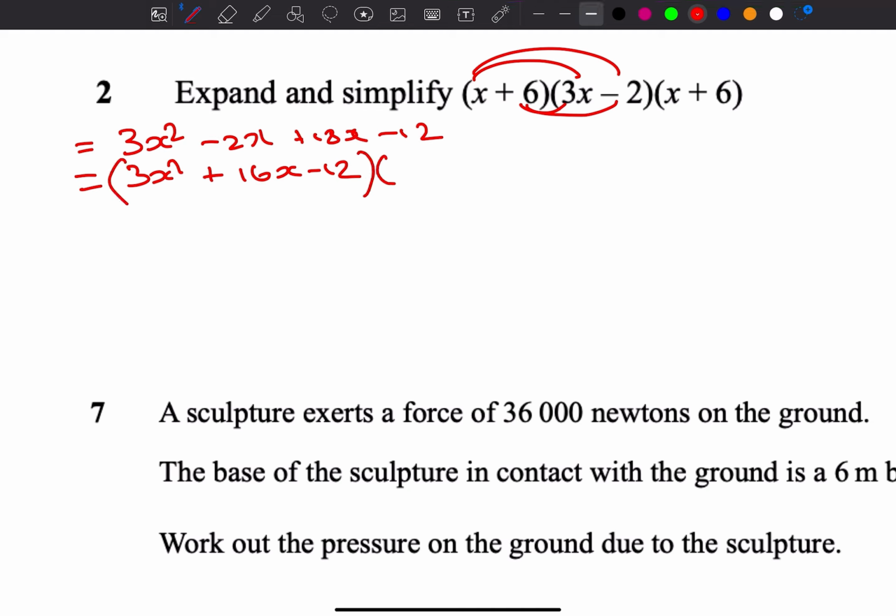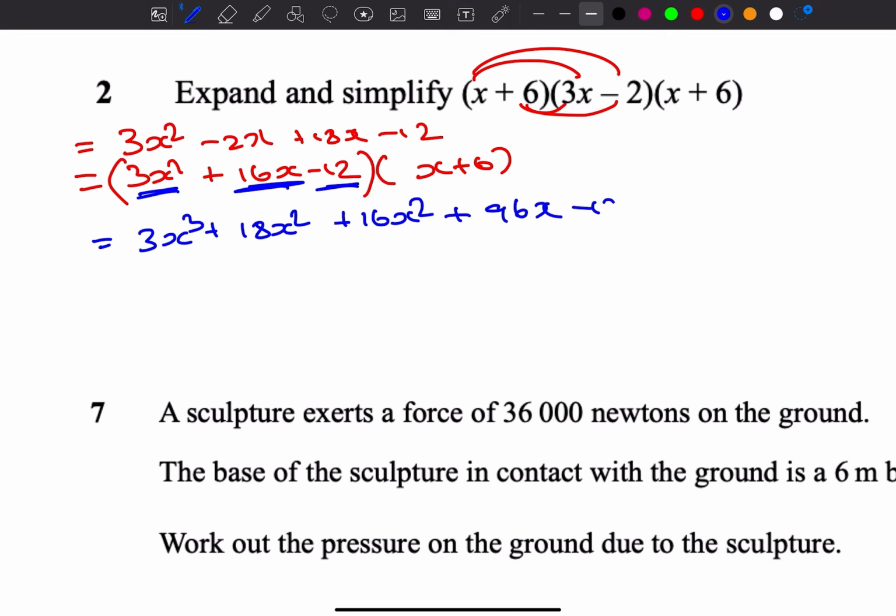Then re-multiply that by x plus 6. That's going to give you, multiply by 3x squared, that's 3x cubed plus 18x squared. Multiply by 16x, plus 16x squared plus 16 times 6, 96x, minus 12x minus 72. That gives you 3x cubed plus 34x squared plus 96 take away 12 is 84x minus 72. And that's it.